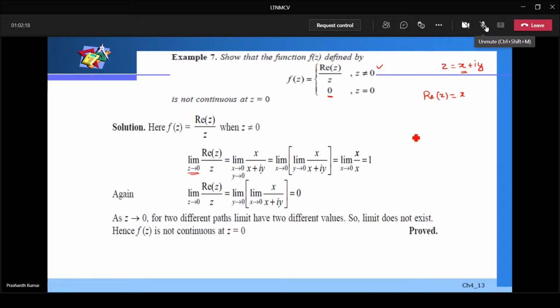What does it mean? z tends to 0 means what? x tends to 0 and y tends to 0. Which one occurs first? x tends to 0, or y tends to 0? Which one? Or y tends to 0, then x tends to 0.